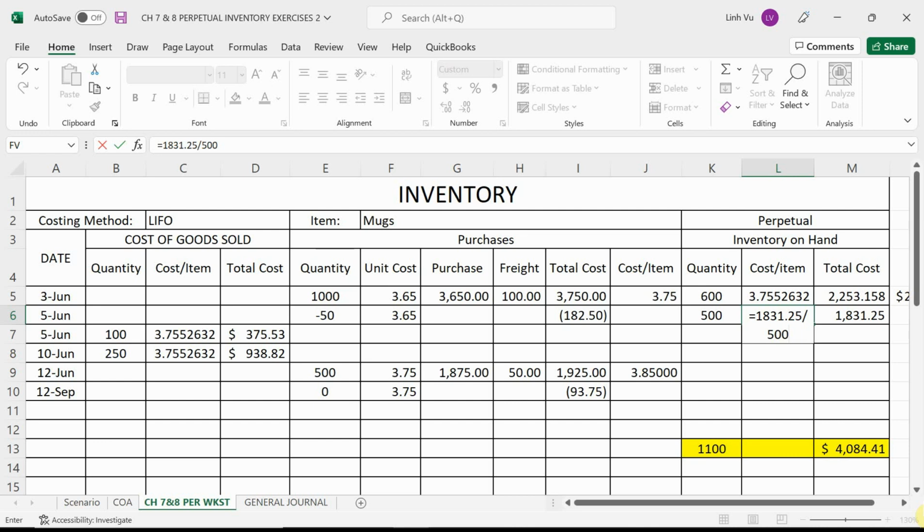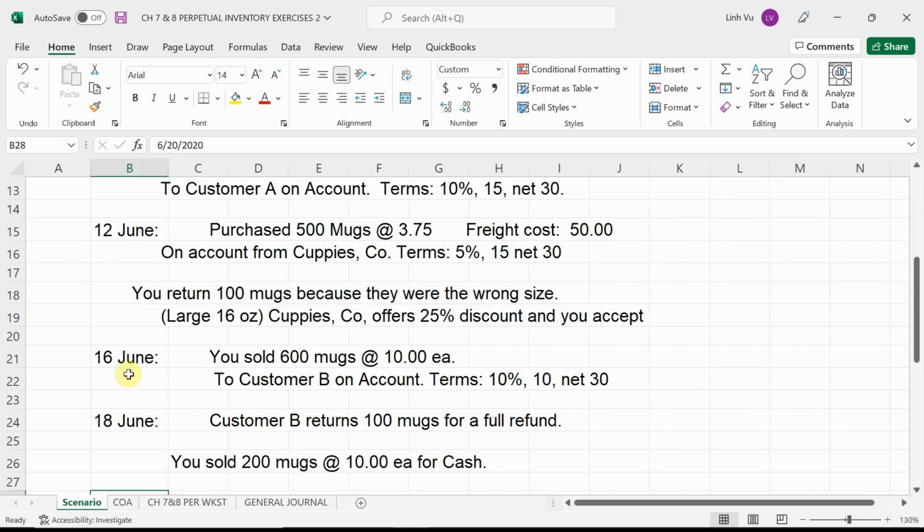I have 3.6625. Good. 3.66 and a quarter of a penny. Okay. So there you go. So now my prices have been adjusted and so on and so forth. But my quantity is still the same at 1,100. The only thing is my total cost is different now. All right. So let's go ahead and take a look at what happened next.